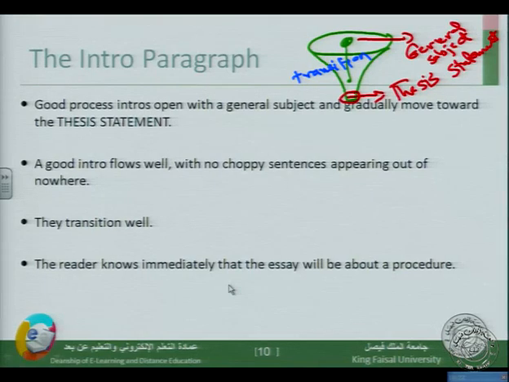So this is how you should start your introduction paragraph. By the way, your introduction paragraph is one of the most important paragraphs in your essay, especially the first paragraph and the final paragraph, the concluding paragraph. In the introduction you attract your reader's attention. In the conclusion, you assure him or her that you were right in your thesis statement.